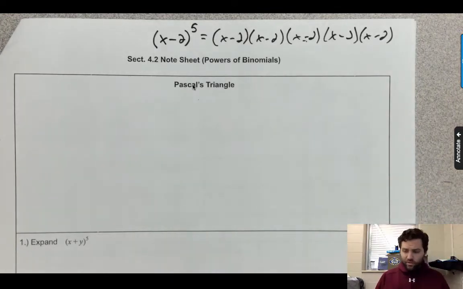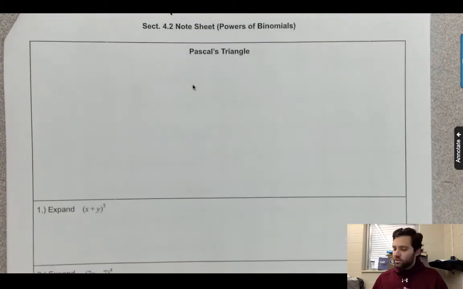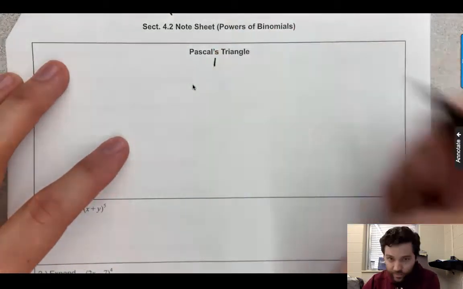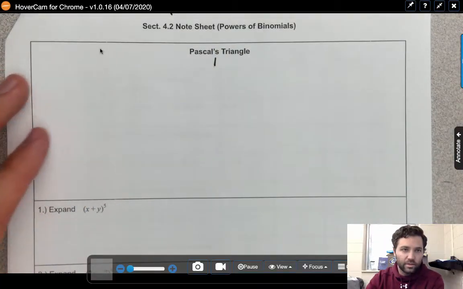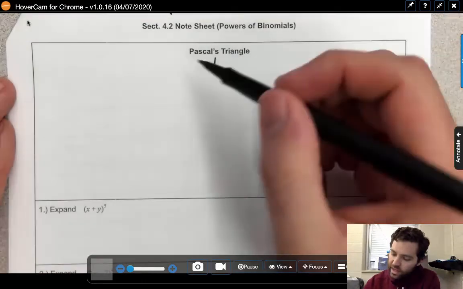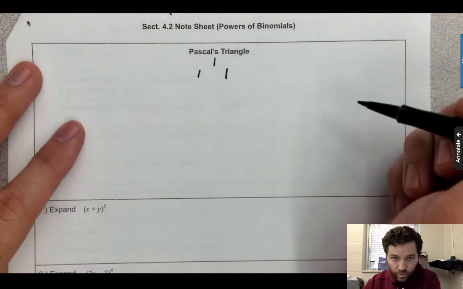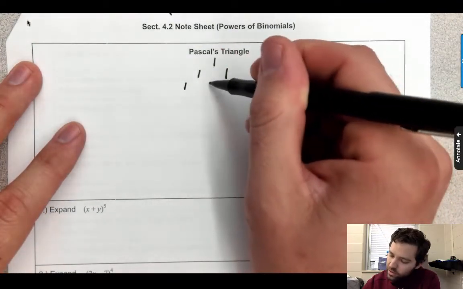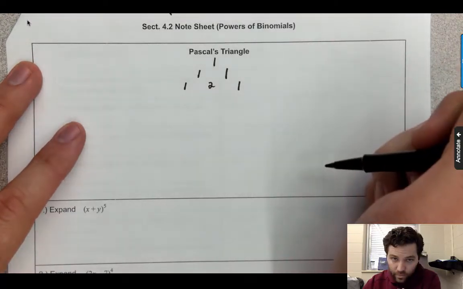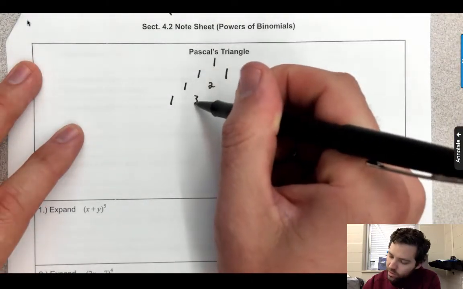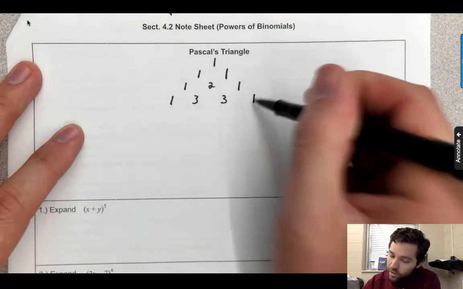But it turns out, and this pattern was discovered actually before Blaise Pascal, I think he was maybe in the 1700s, but it was discovered in China far before that, over 1,000 years ago. But here's Pascal's triangle as it's come to be known. It starts off with a 1 at the top, and then we go 1 and 1 for the next row, and then the next row is going to be 1, 2, 1. The next row will be 1, 3, 3, 1.